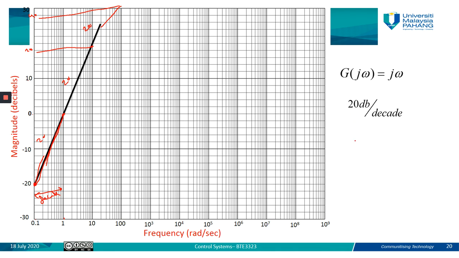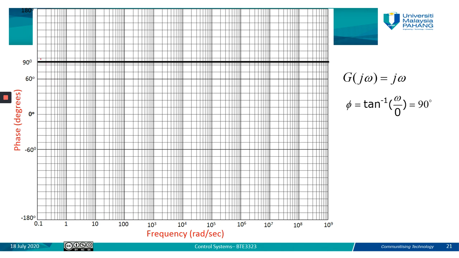For the angle for the derivative zero, since we have j omega, that means if we have j5, what is the angle of j5? It will be 90 degrees. The angle of j6 will be 90 degrees. The angle of j100 will be 90 degrees. So if we want to draw the plot for the zero at origin, it will be 90 degrees positive. We just draw one line at 90 degrees, and this represents all values of frequency having a 90 degree angle. This is for the zero at origin.